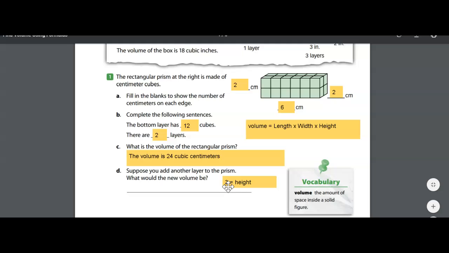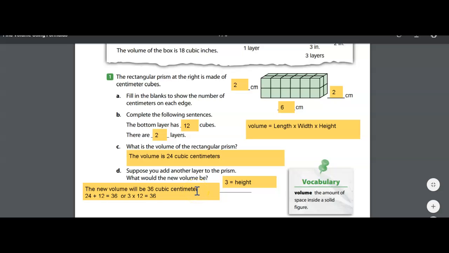So now that we have a new height, our length and our width stay the same. Calculate that on a scratch piece of paper, press pause, and write it in the space below. So the new volume will be 36 cubic centimeters.